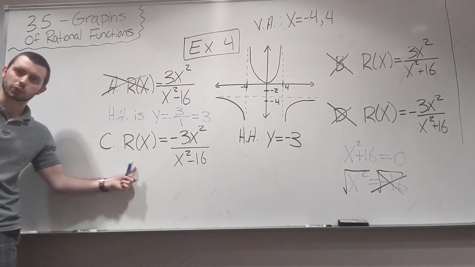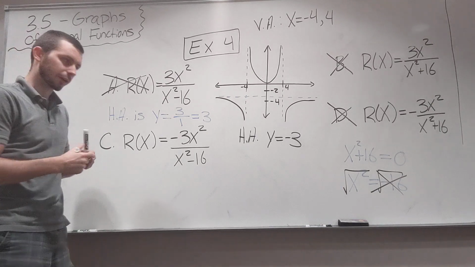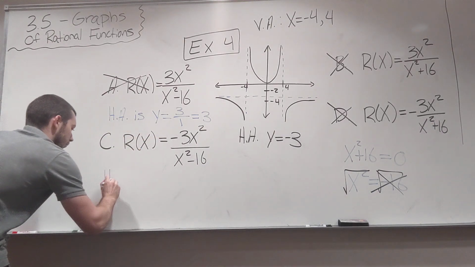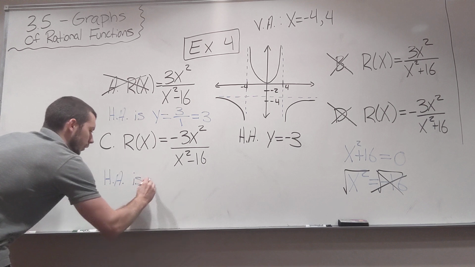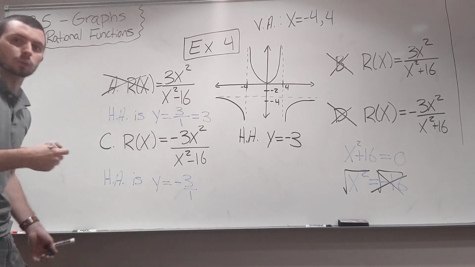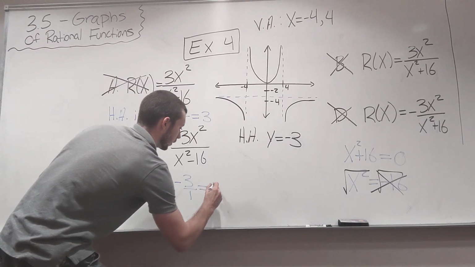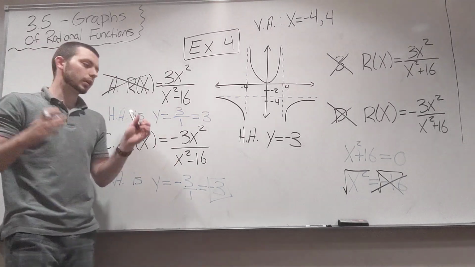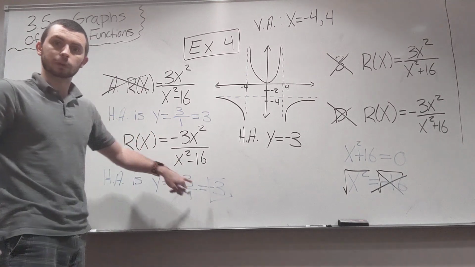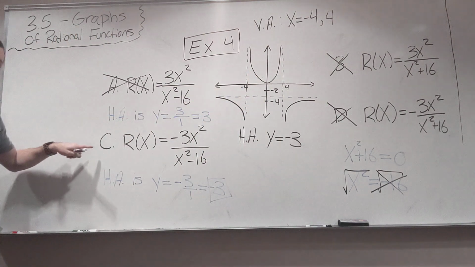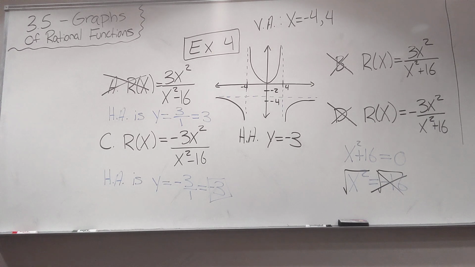Which leaves answer choice C. And just to verify that, same idea. The horizontal asymptote in this problem is y equal to -3/1, which simplifies to -3. So in both situations, for the vertical and the horizontal asymptote, it matches up with all the asymptotes on the graph. So we would conclude that answer choice C is the corresponding function to this graph.